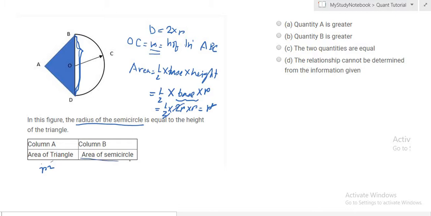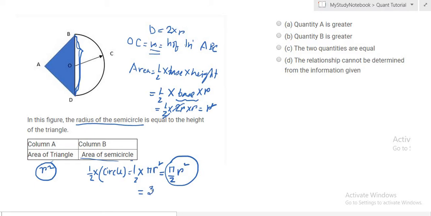Now we have to find the area of the semicircle. Since a semicircle is half of a circle, its area would be half into the area of a full circle. And we know that the area of a full circle is pi r square. So we actually don't need to calculate the whole thing. We can just observe that the area of the triangle is only r square, whereas the area of the semicircle is pi by 2 r square. For simplicity, we can assume that pi is 3 instead of 3.14, divided by 2, in which case we get an approximate value of 1.5 r square.